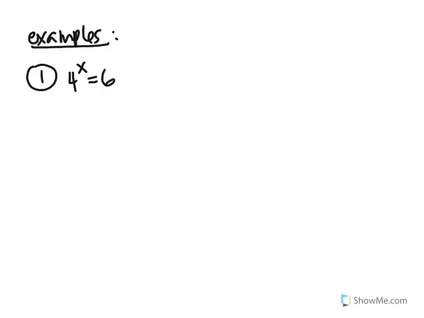So the first example, we're going to be solving 4 to the x equals 6. And trying to do it in your head, 4 to what power is 6? Can't do it. So you're going to have to use logs. Step 1 was to get the base and the exponent isolated, and it already is. So we're on to step 2.